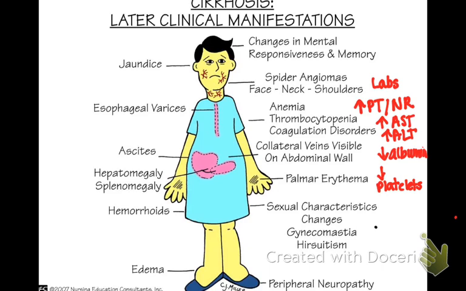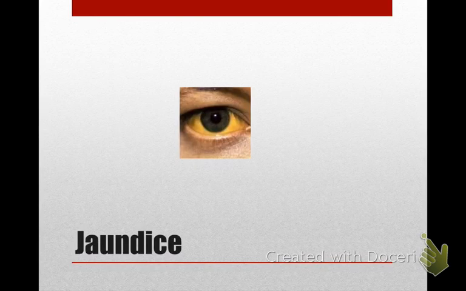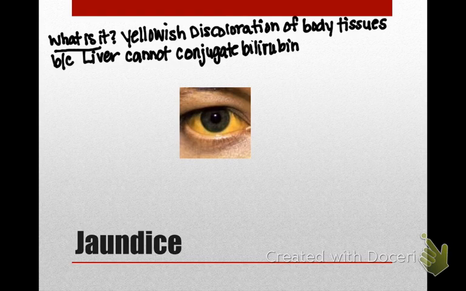All right, so let's talk a little about jaundice. What is it? Well, it's yellow discoloration of body tissues because the liver can't conjugate bilirubin.